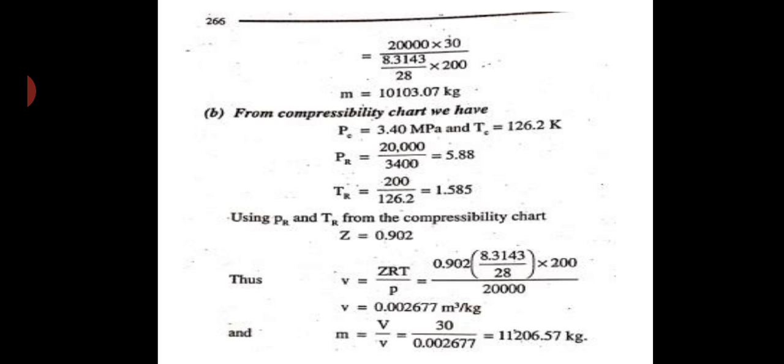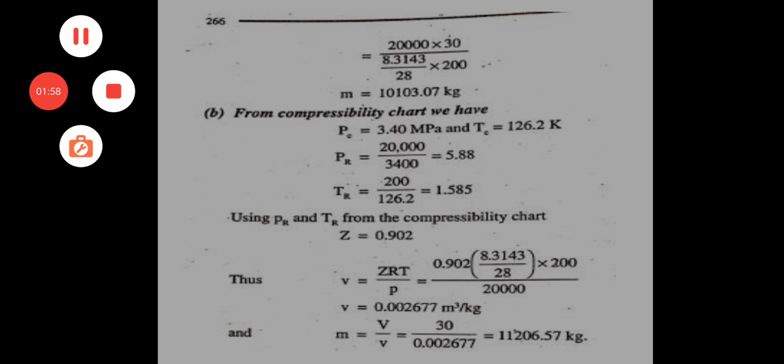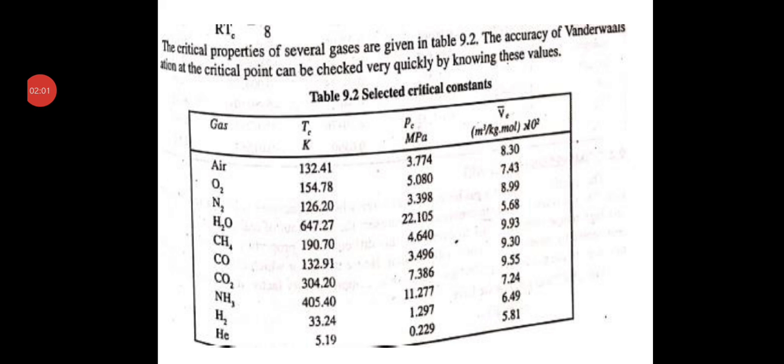Now we have to use the compressibility chart. For the compressibility chart, what is given? If you look at this table for critical pressure and critical temperature, in the third row, nitrogen N2, the critical temperature is 126 Kelvin and the critical pressure is 3.398 megapascal. The critical volume is also given as 8.99, that is molar specific volume.